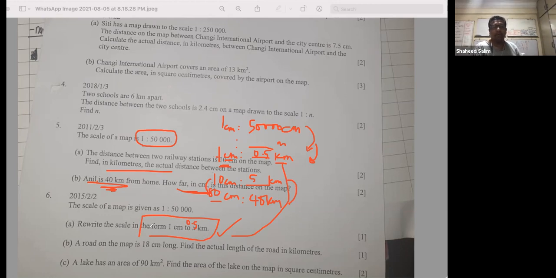This one, question number 6, because all related. The road on the map is 18 cm long. How much is that in km? You can use the same thing now. This one, the ratio is here.